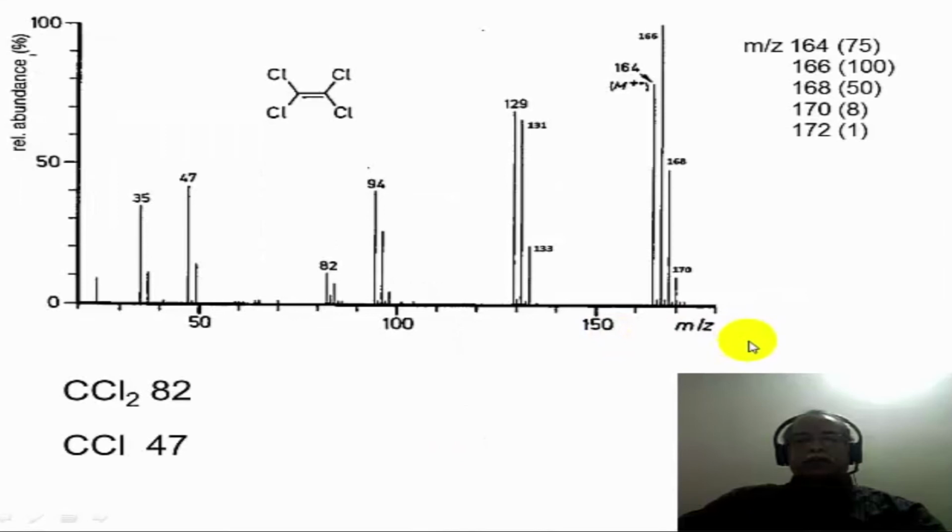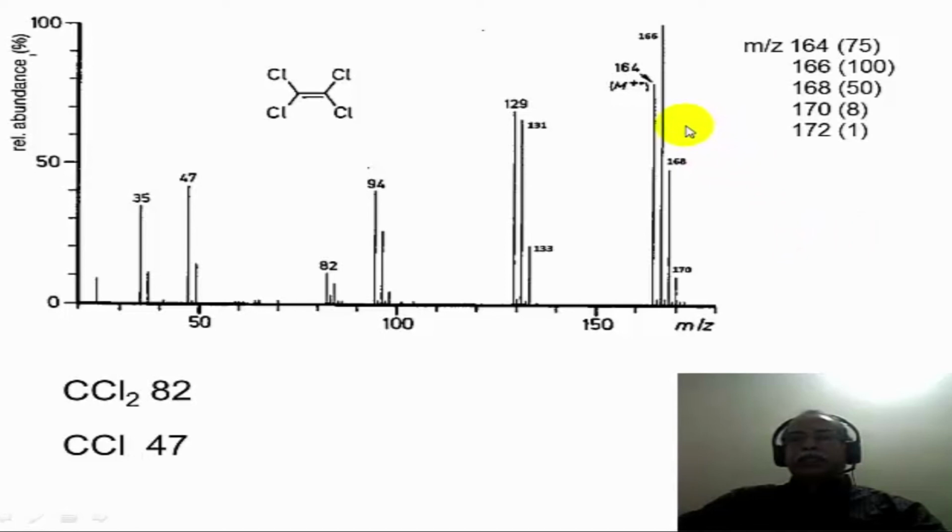Finally, let us consider an interesting example of a polyhalogenated compound. This molecule is tetrachloroethylene. Tetrachloroethylene has 4 chlorine atoms, therefore it must show the following molecular ion cluster of peaks. With all the chlorine atoms being 35, the molecular weight will be 164. If one of the chlorine atoms is 37 and the rest are 35, then it will be 166. If 2 of them are 37, for example, it would give 168. 3 of them as 37 would give 170. All 4 of them as 37 would give 172.